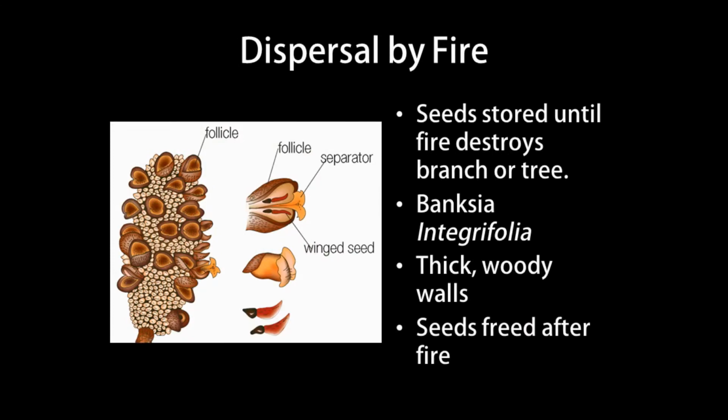These seeds are stored until fire destroys the branch or tree they are on, ensuring space for the new tree. Australian plants such as Banksia integrifolia have thick woody walls which create resistance to the heat for the seeds within. Seeds are freed from their pods or capsules after the fire.